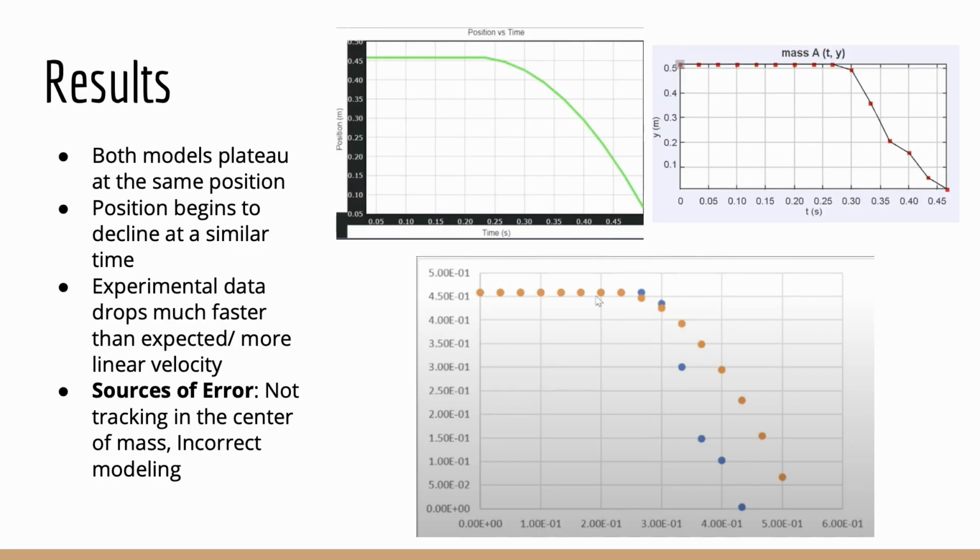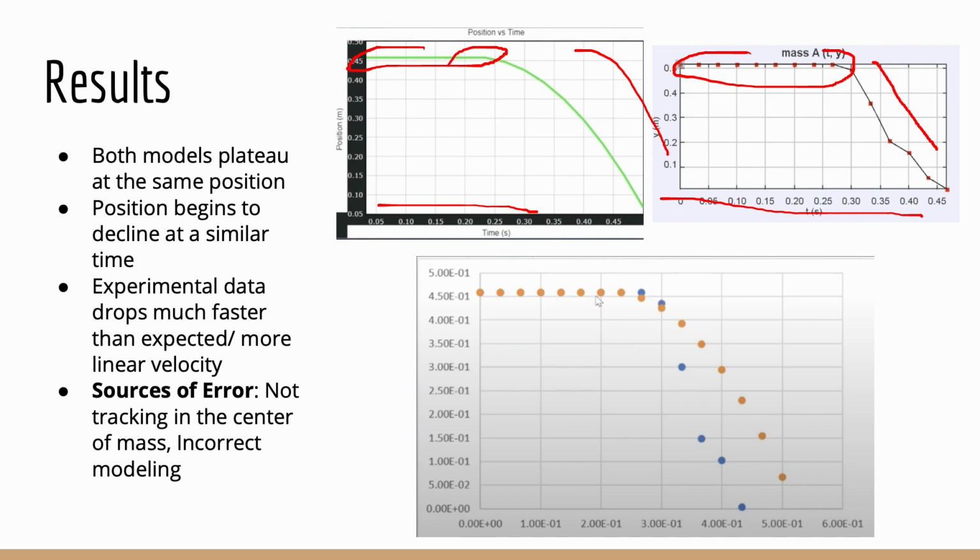When we compare the experimental model to the computational model, we do observe that both models plateau at the same point, and both have a drop-off. However, we see here that we have these really big drops in position that aren't seen in the computational model. From this, we can conclude that there might be another force acting on the Slinky.